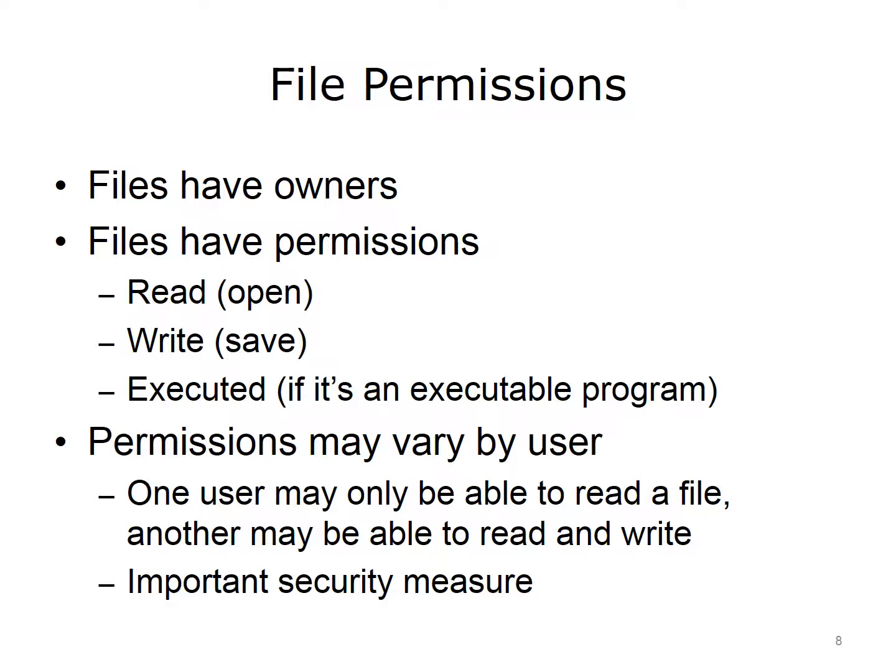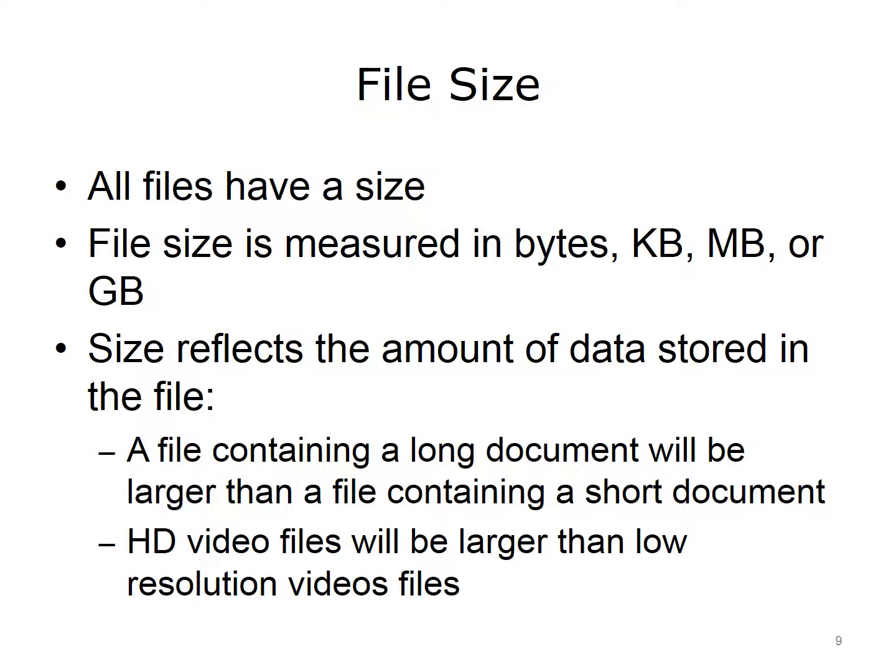Permissions are an important security feature since they protect files from unauthorized access. All files have a size that is expressed in bytes, kilobytes, abbreviated as KB, megabytes, abbreviated as MB, or gigabytes, abbreviated as GB. The size of a file depends on the amount of data stored in the file. For example, a file that stores a long Microsoft Word document will be larger than a file that stores a short text-based document. A file containing a high-definition or HD video will be larger than a low-resolution video file of the same length.